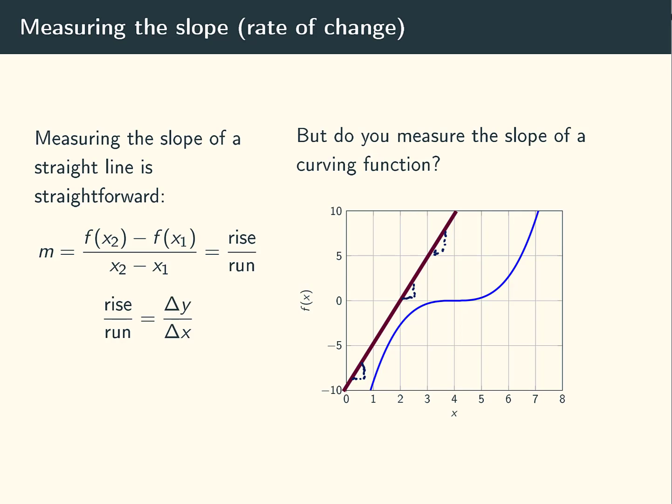If I try and do the same drawing technique, I'm going to get a different slope at different points along the line. They might be the same at certain points, but they're going to be different at other points as well. And that means our formula, our equation over here, is not going to work.